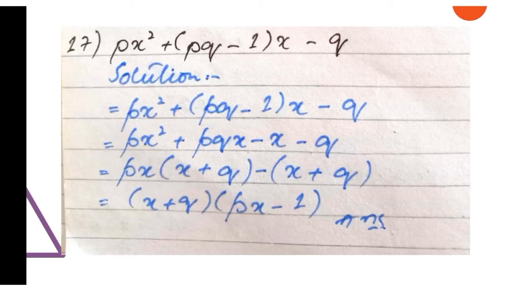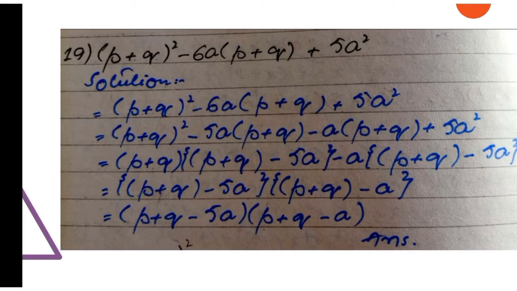Now question number 17 is px square plus (pq minus 1) into x minus q. So first multiply this bracket by x. Pq into x will be pqx, then minus 1 into x will be minus x. And we don't write 1 because it is understood that when there is nothing there is 1. Now in the first two terms take px as common, and the remaining terms will be x plus q. And in the last two terms minus 1 is common, so the remaining terms are x plus q. Now both of these brackets are the same, so write it only once, and the remaining terms are px minus 1. So these are the two factors of this expression.